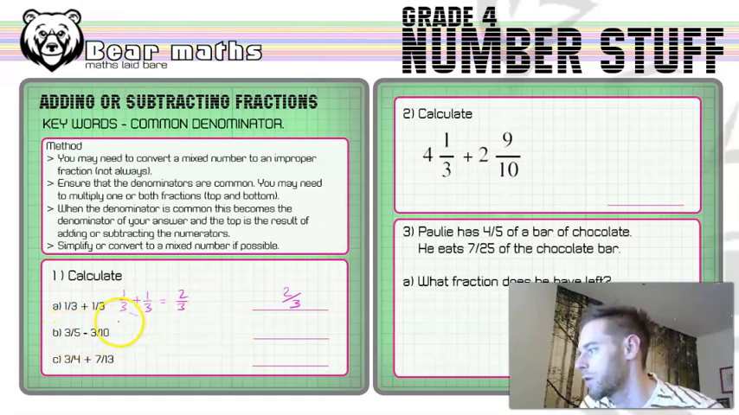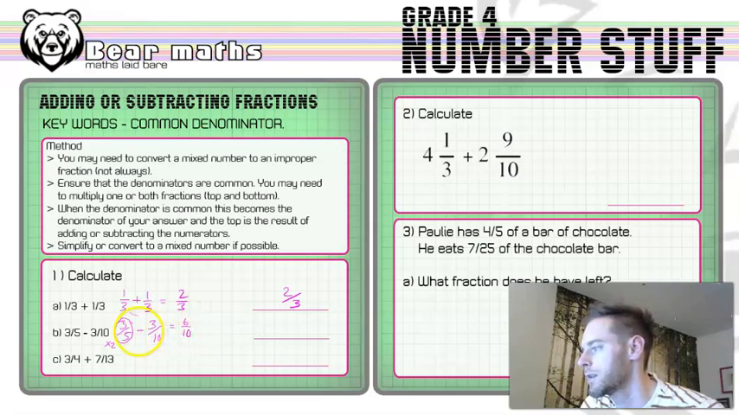Now in B, we've got 3/5 and we've got to take away 3/10. Now, the problem we've got with this one is the denominators are not common. 5 is on the bottom there, 10 is on the bottom there. But the good news is we can make the 5 into a 10. We can find an equivalent fraction. And if we multiply the first fraction there by 2, we're going to get 6/10.